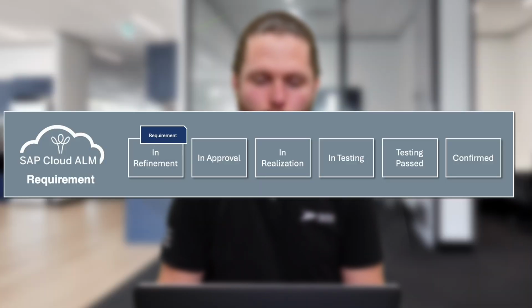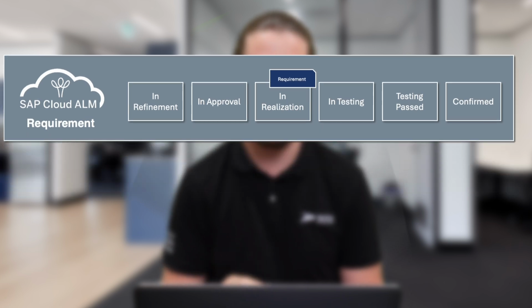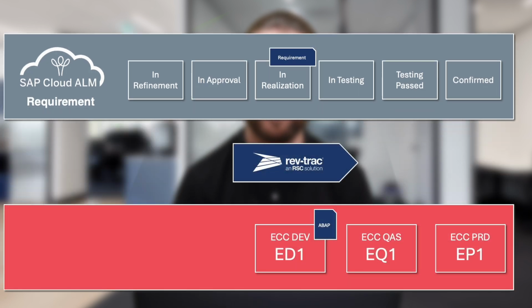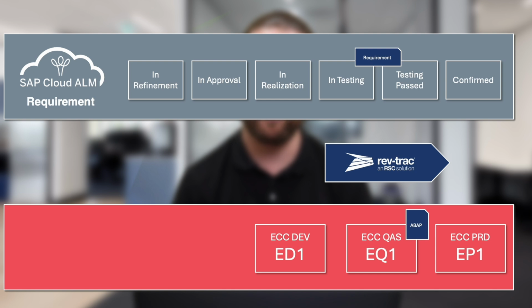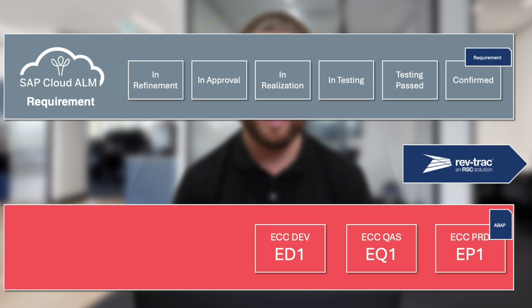In this example, we are going to create a Cloud ALM requirement that automatically creates a Rev-Trac request, which is going to be the vehicle that will migrate our change through our ED1, EQ1, and EP1 landscapes. During this migration, Rev-Trac will update the statuses of the requirement automatically, so that stakeholders have full visibility on the progress of the change and comprehensive traceability of all requirements in Cloud ALM.